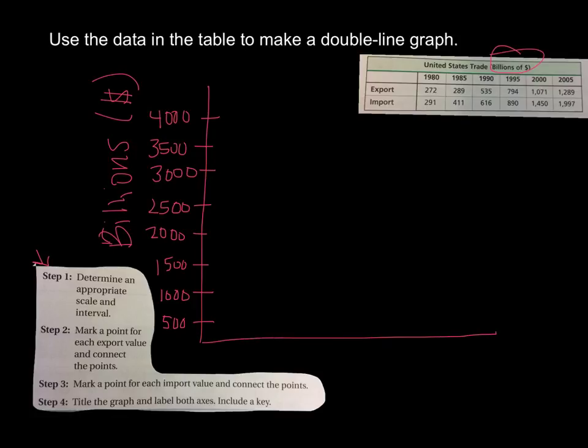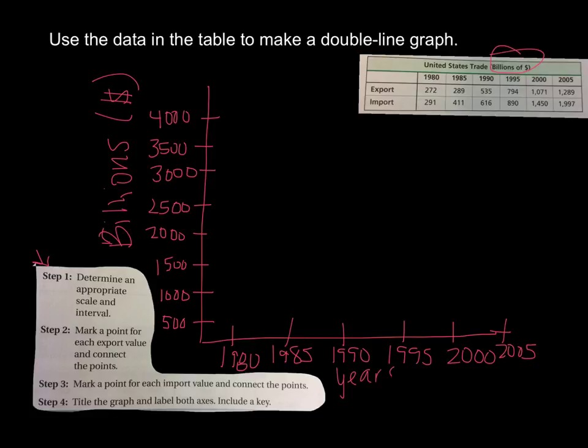Now along the bottom, 80, 85, 90, 95, 2000, 2005. Yep, goes by 5 years, so I can just copy these down. 1980, 1985. And then along here, I'm going to put these are years. Alright, so the reason why this is a double line graph is because we have both exports and imports. So you do want to use 2 different colors when you're doing a double line graph.